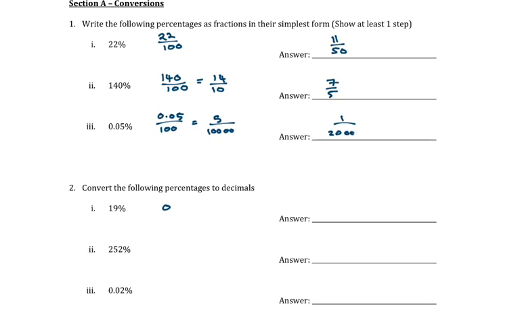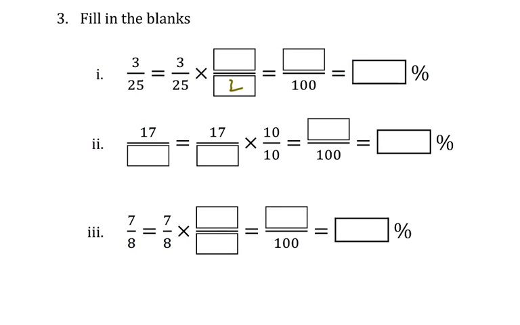Convert these to decimals. So 19% is just going to be 0.19. We know how to change a percentage to a decimal. 252% is 252 out of 100, so it's 2.52. 0.02% is 0.02 out of 100, so it's 0.0002. Okay, there's the conversions. Again, these are the fractions, and you can see how we can easily convert between the fraction and the decimal. Okay, let's move on to the next question.